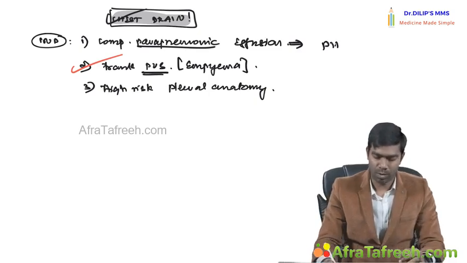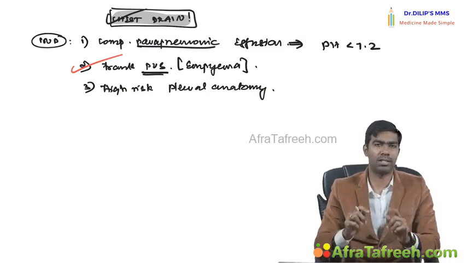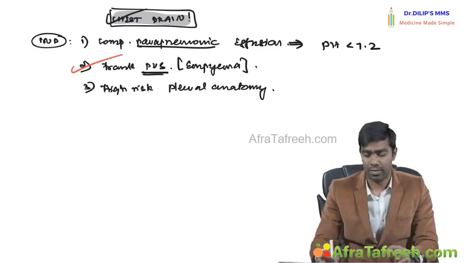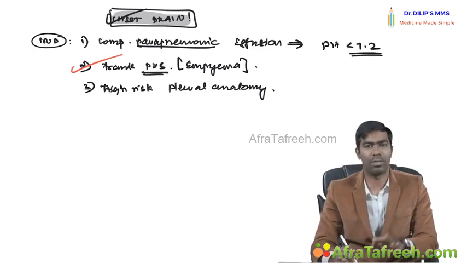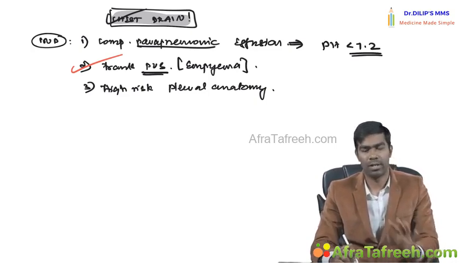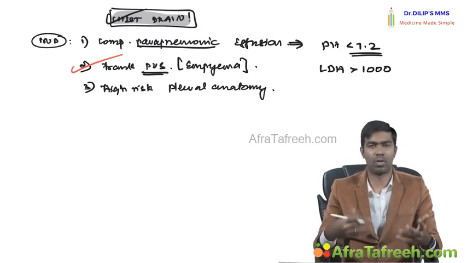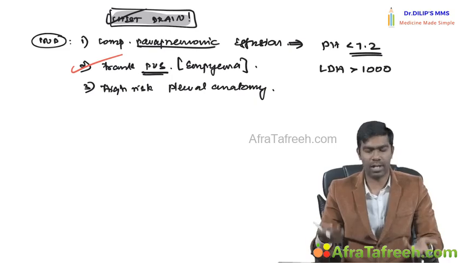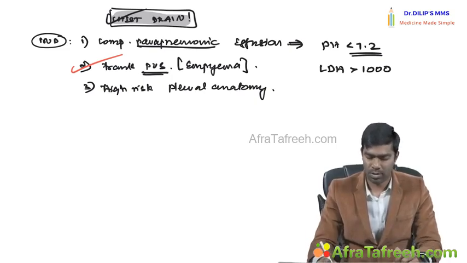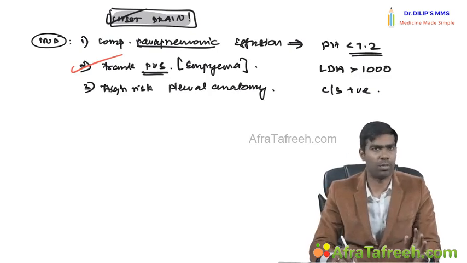Number one, your pleural fluid pH is less than 7.2. Please note that the pleural fluid pH normally is 7.6 or above, it is alkaline. If it is less than 7.2, definitely in the presence of pneumonia, it's a complicated parapneumonic effusion. It's not a simple parapneumonic effusion. If LDH is more than 1000, because the neutrophils are coming there and the inflammatory cells are growing rapidly there, that's why the LDH is very high, more than 1000. Or if your culture is positive and yielding an organism, remember the pleural fluid is one of the very sterile fluids in the body.